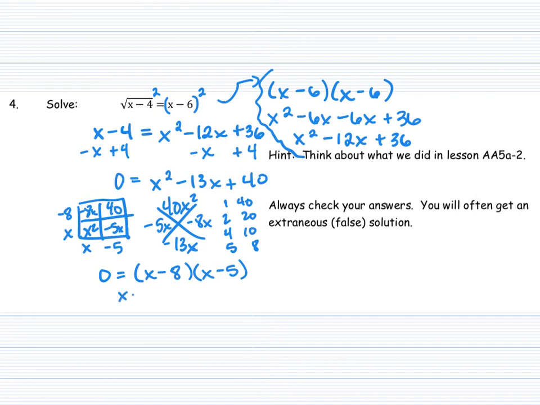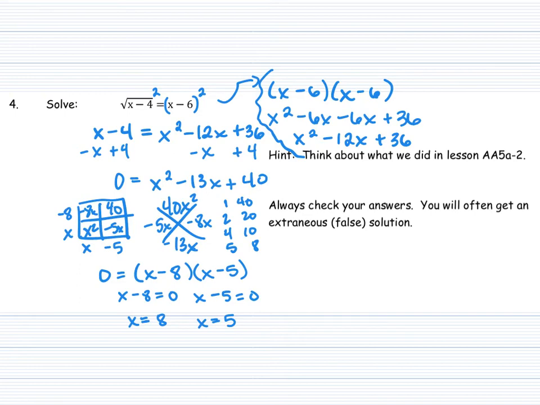So x minus 8 equals 0. x minus 5 equals 0. So x equals 8 and x equals 5. So those are our two answers for x in this equation. However, we need to check that for an extraneous solution.